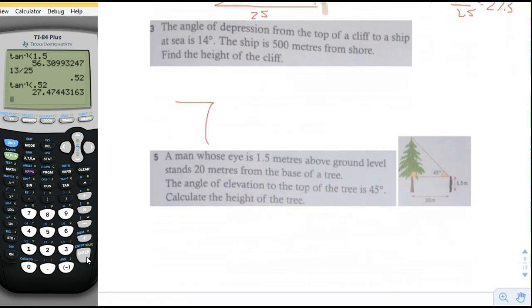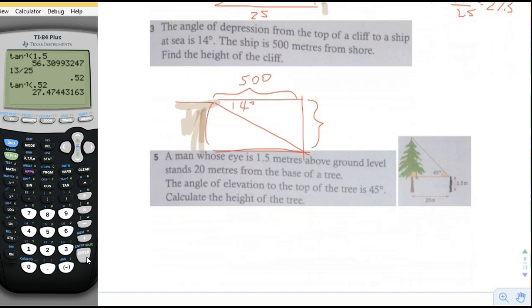Okay? The angle of depression from the top of a cliff to a ship at sea is 14 degrees. The ship is 500 meters from shore. Find the height of the cliff. Okay, so basically what they're saying is that this distance here is 500. And they say, what's the height of the cliff, which is that. I'm just going to color in the cliff so that you can see which part is the cliff. And then here's the ship here.